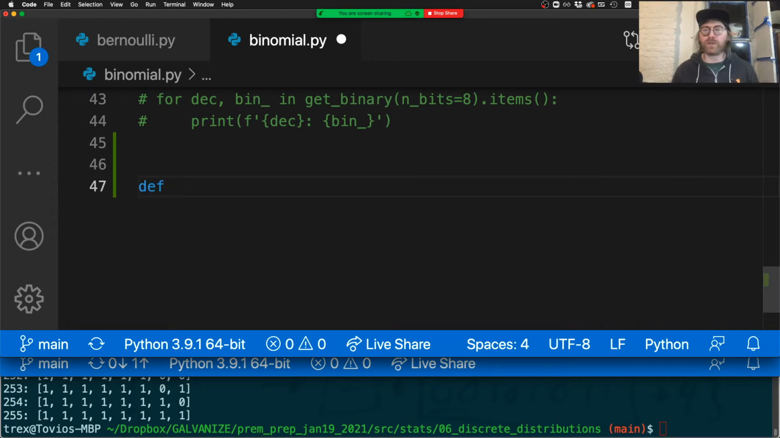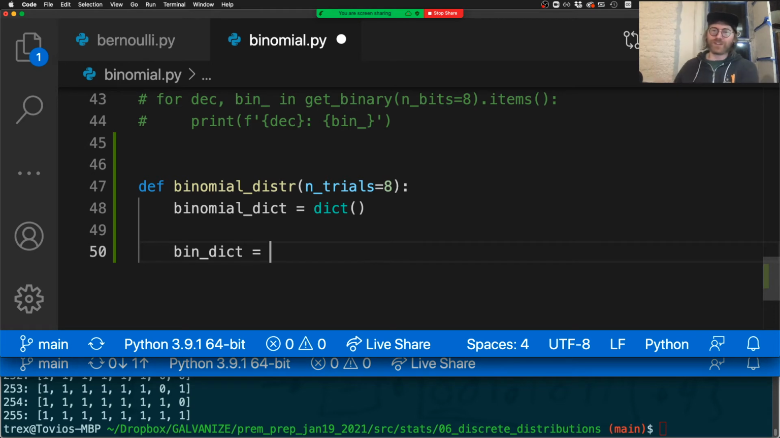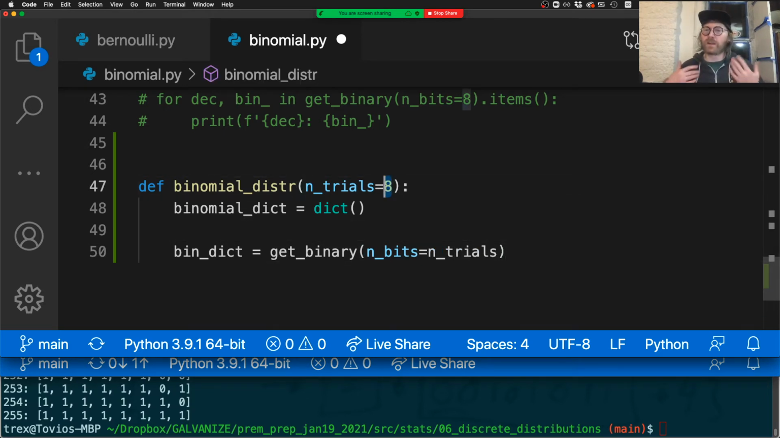This is just going to be an adaptation of our last function. I'm going to call it binomial distribution for some number of trials, and I'll set this to 8. I'm going to call this binomial dictionary. The first thing I'm going to do is get a binary dictionary from our previous function, from get binary, where the number of bits equals the number of trials. I'm making a clear statement here that bits and trials are equivalent.